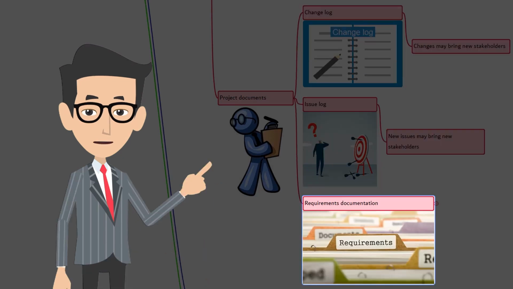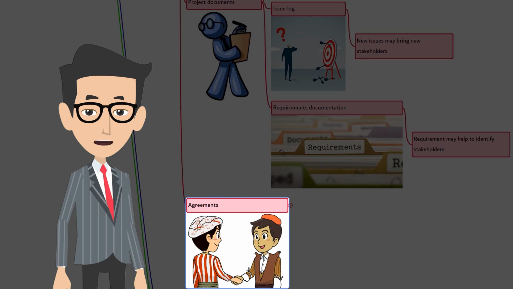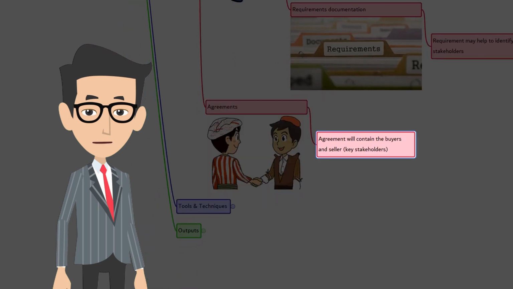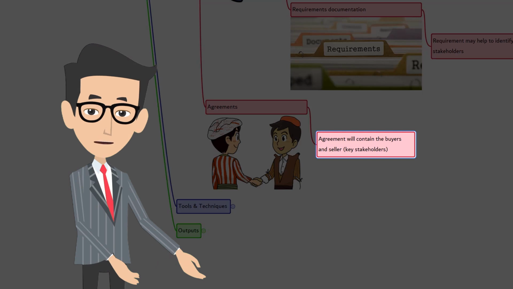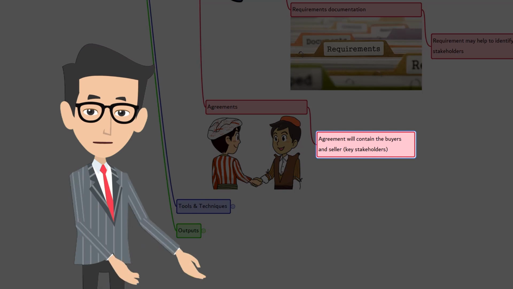Requirements documentation. The requirements documentation will have all the requirements of the project. This may help to identify new stakeholders. The fifth input is agreements. In an agreement, the project stakeholders are the buyers and the sellers, the concerned parties. The agreement may contain reference to additional stakeholders.